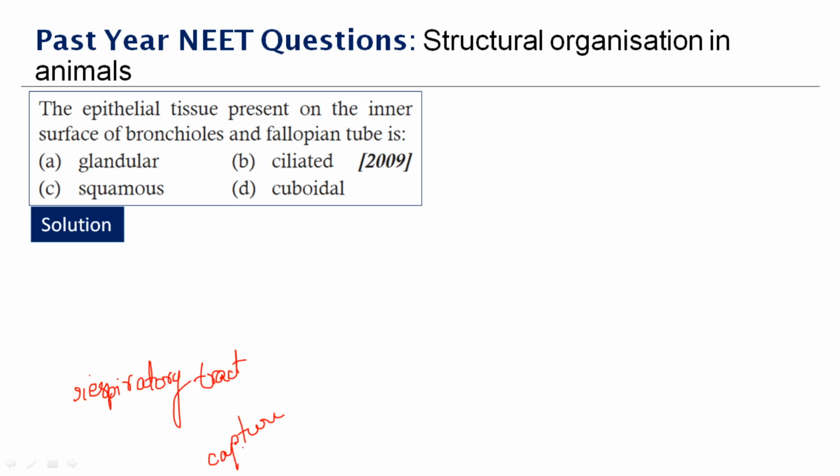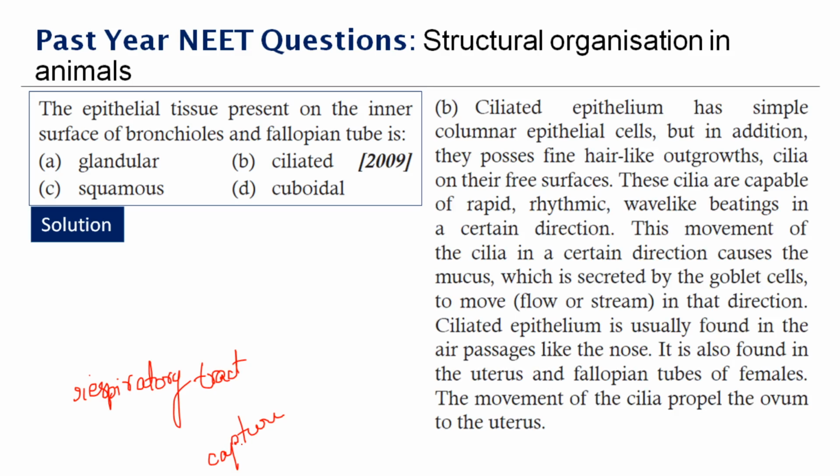So this is a main function of the cilia. That is why you have the lining for the respiratory tract and the fallopian tube, which are the two sensitive organs present in the body. Ciliated epithelium is usually found in the air passages like the nose. You have hair-like structures in your nostrils, once again to trap unwanted materials from entering, some dust particles or any organisms. That is basically called a filtration purpose. Therefore, the correct answer to this question is option B, ciliated columnar.